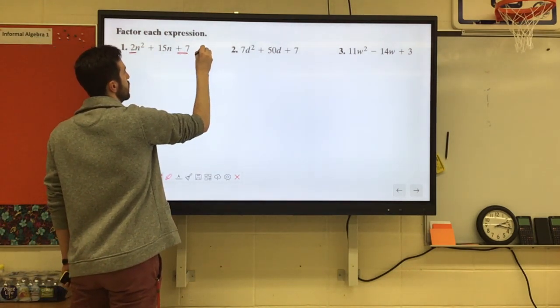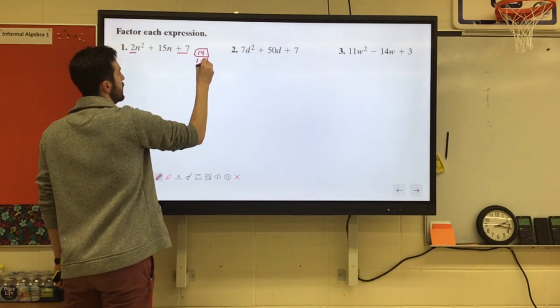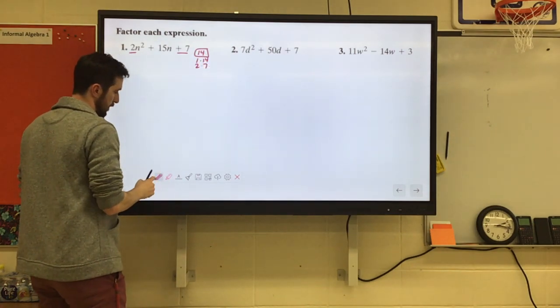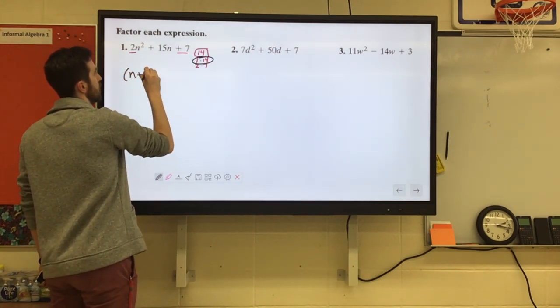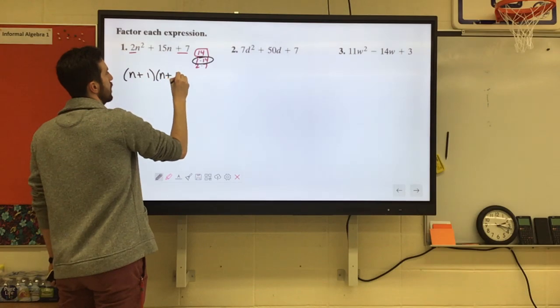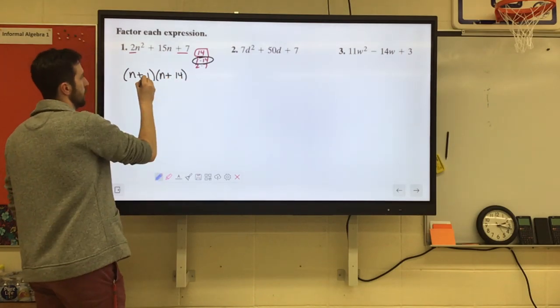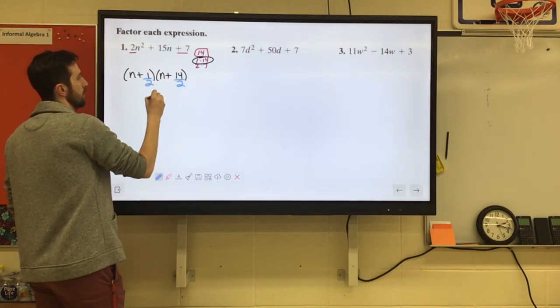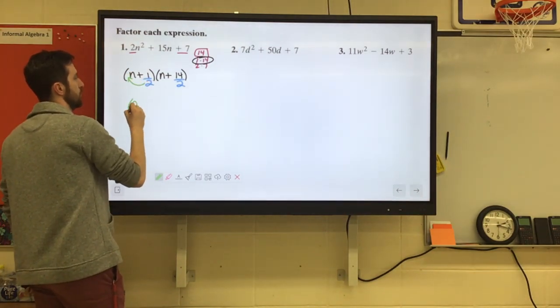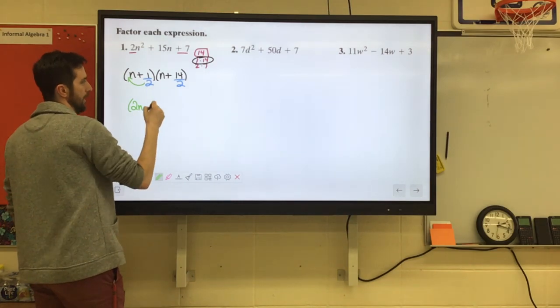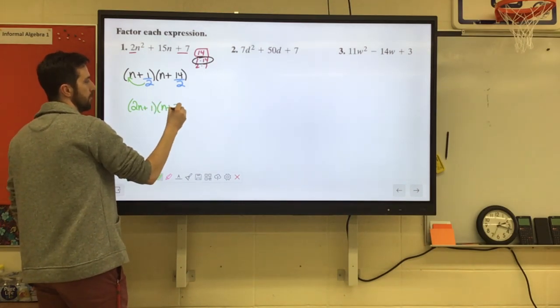Two times 7 is 14. 1 and 14. 2 and 7. We're going to use 1 and 14. They have to both be plus. We have to try to divide them by the number in front, the 2. I can't do 1 divided by 2, so the 2 moves to the front. 2n plus 1. I can do 14 divided by 2. It's 7.